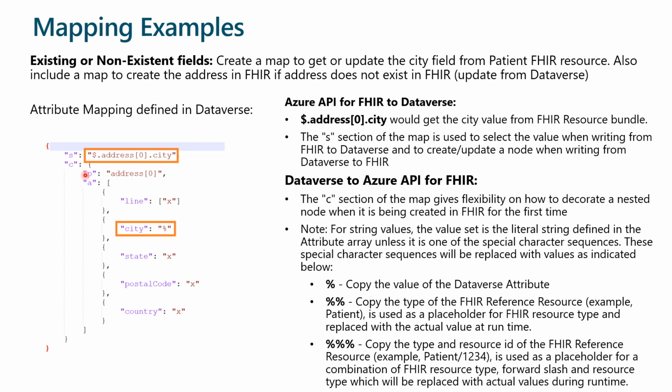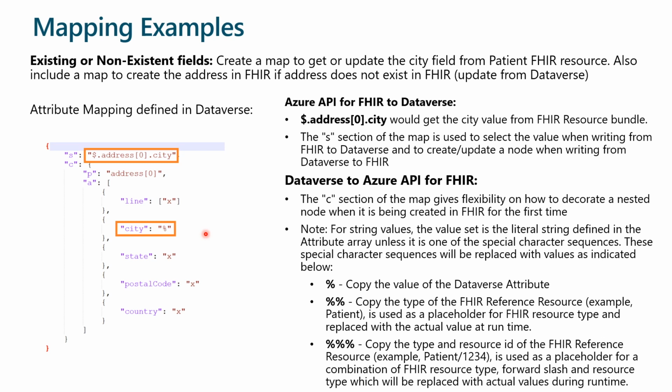The C section of the map gives flexibility on how to decorate a nested node when it is being created in FHIR for the first time. For the string values, the value set is the literal string defined in the attribute array unless it is one of the special character sequences. There are 3 special character sequences that we use in maps.